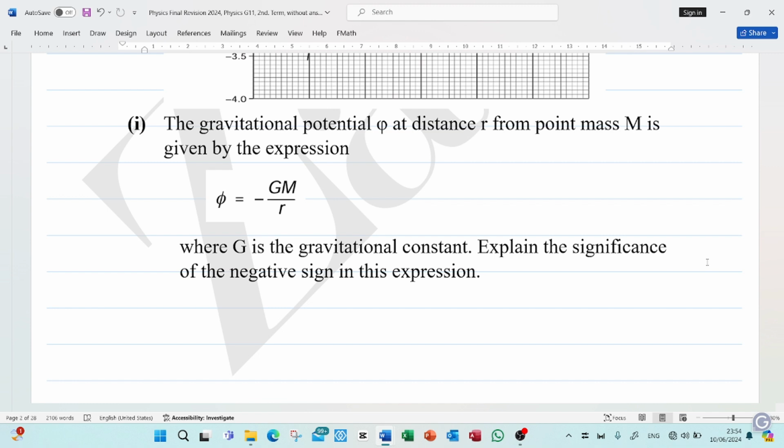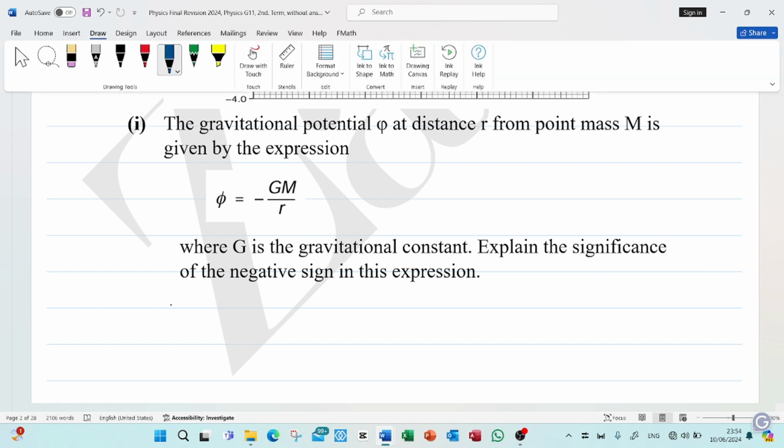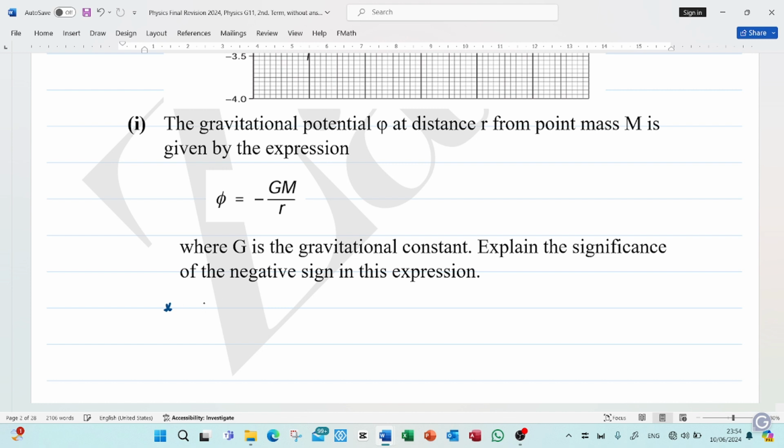Negative sign because the gravitational potential at infinity is zero. The gravitational force is always attractive, and so as the test mass moves from infinity, the potential decreases. Now, the answer of this one: why is this negative? Write that gravitational potential at infinity is zero.